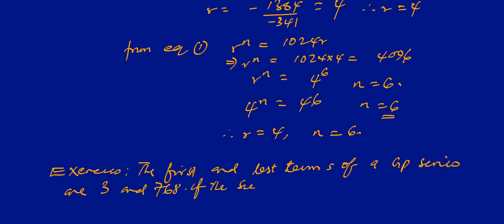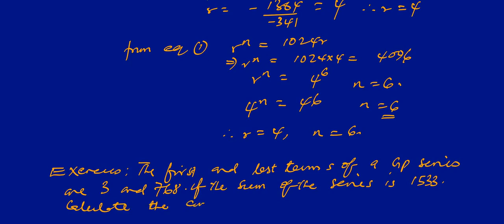If the sum of this series is 1533, calculate the common ratio and the number of terms.